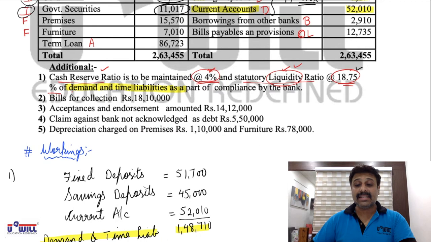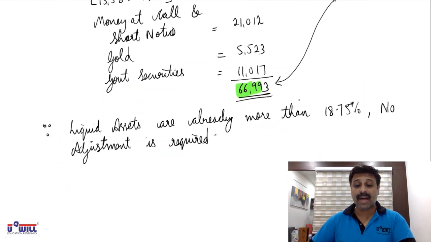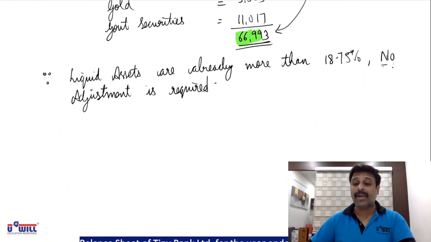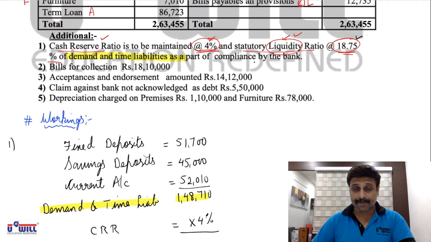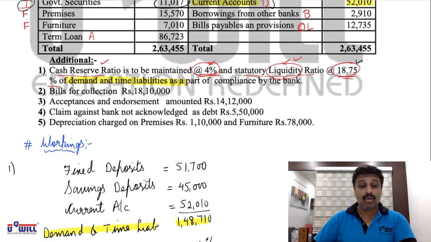But presently this statutory liquidity ratio will require no adjustment, because the bank already has liquid assets more than the SLR required of 18.75%. Now the adjustment for bills for collection, 18,10,000, will come below the balance sheet as a footnote.